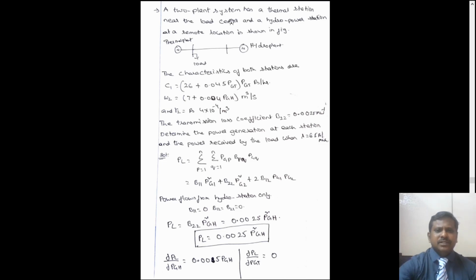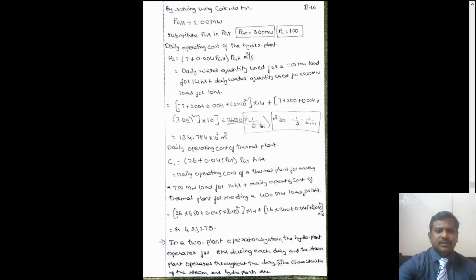So a two-plant system has a thermal station near the load center and a hydropower station at a remote location, as shown in the figure. Here, since the hydropower plant is generating, the remaining values related to the thermal plant, B110, B120, B210, will become 0. So PL you can obtain directly here. So ∂PL/∂PGH, and ∂PL/∂PGT is nothing but 0 here. So PGH is equal to 200 megawatt.